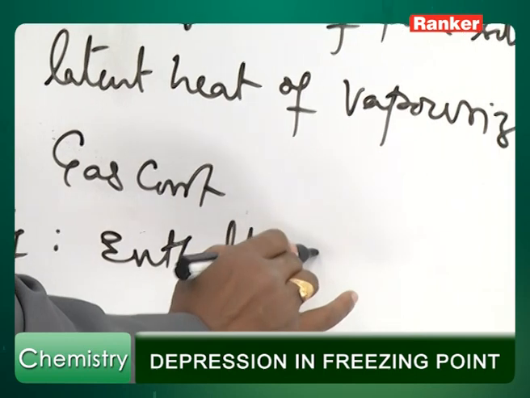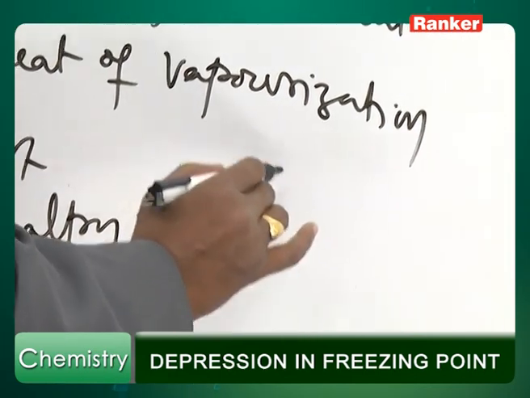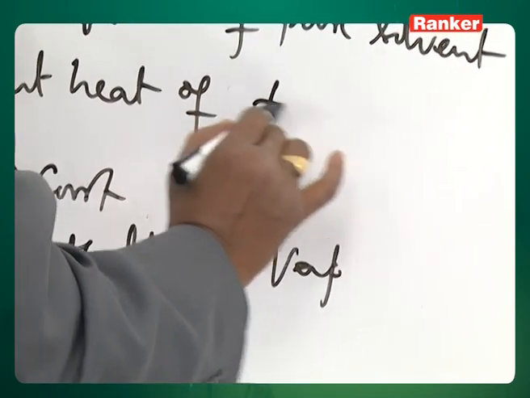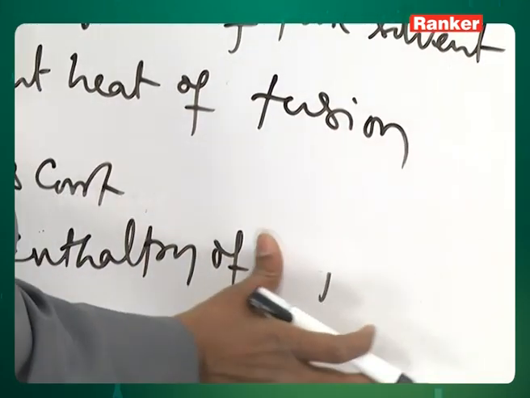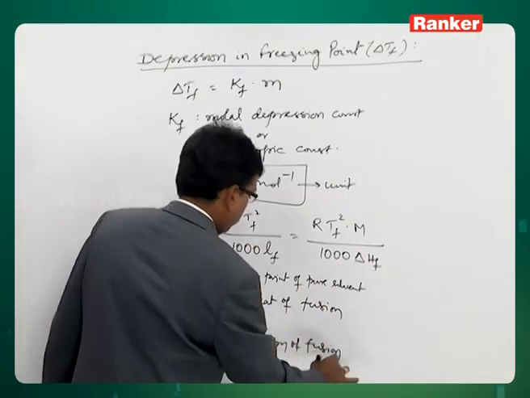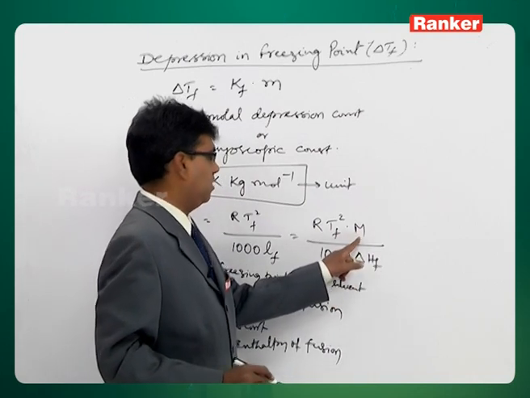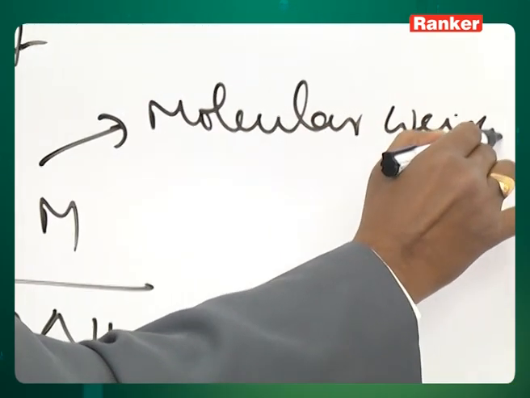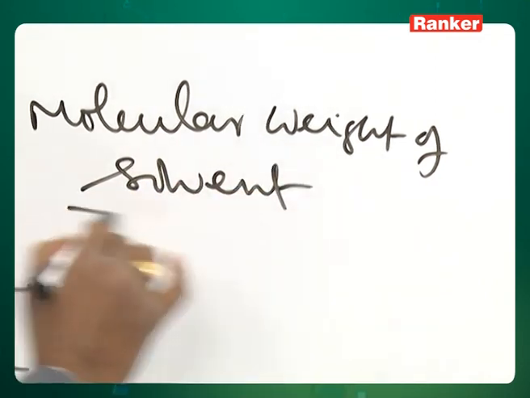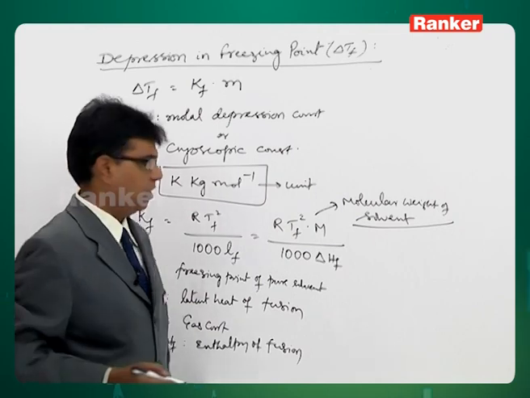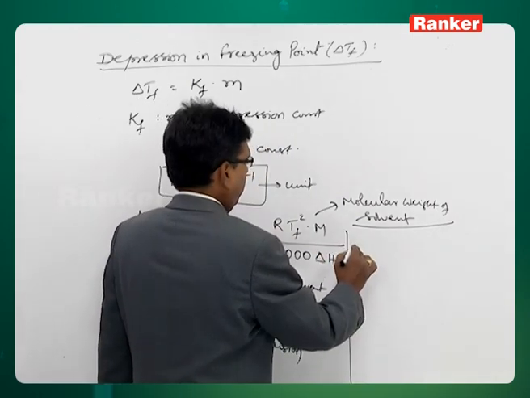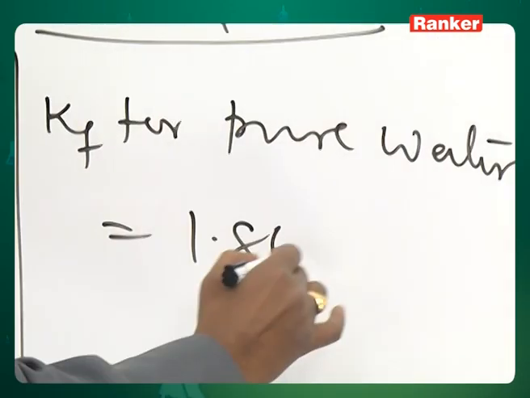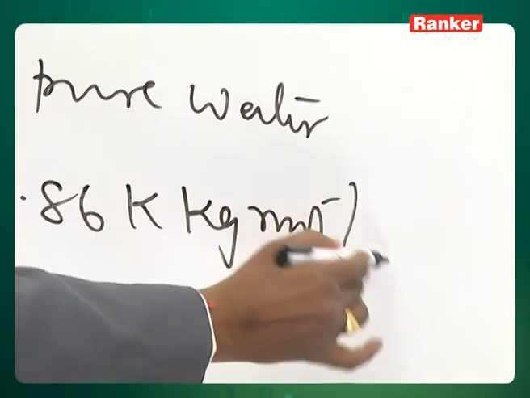enthalpy of vaporization, latent heat of, sorry, this is not vaporization, that is vaporization in the case of boiling, this is latent heat of fusion. And similarly here it is enthalpy of fusion, delta HF, and this M is the molecular weight of the solvent. If it is water, the molecular weight is 18, and if you substitute all that, you will get KF for pure water as 1.86 Kelvin kg per mole.